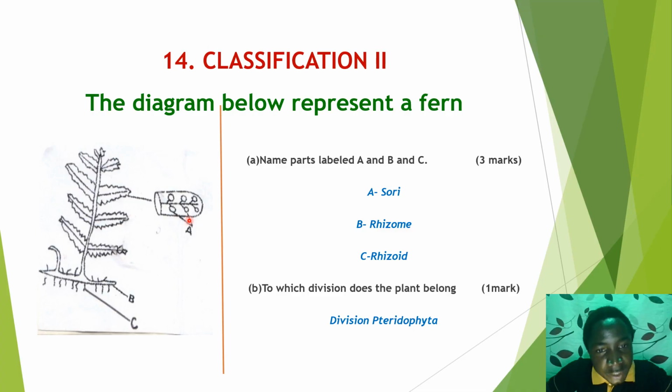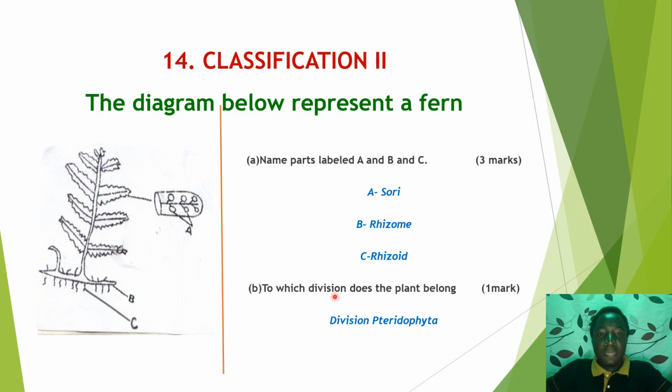And as I usually say, you look at the arrows. These are two lines pointing at two structures. So your answer should be in plural. Remember, if it is one, it is known as sorus. But since there are two, they will be called sori. Okay. Part B is the rhizome, something that gives support. And then part C is the rhizoid, kind of roots.